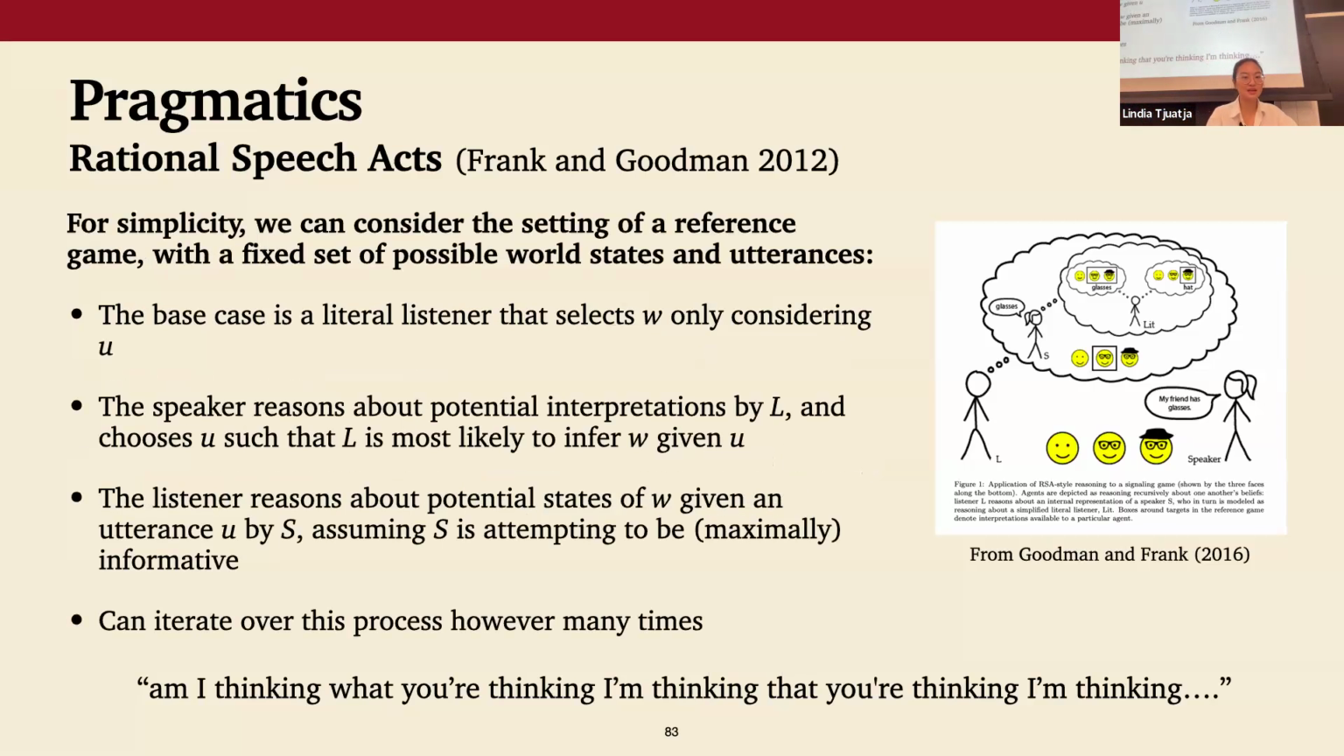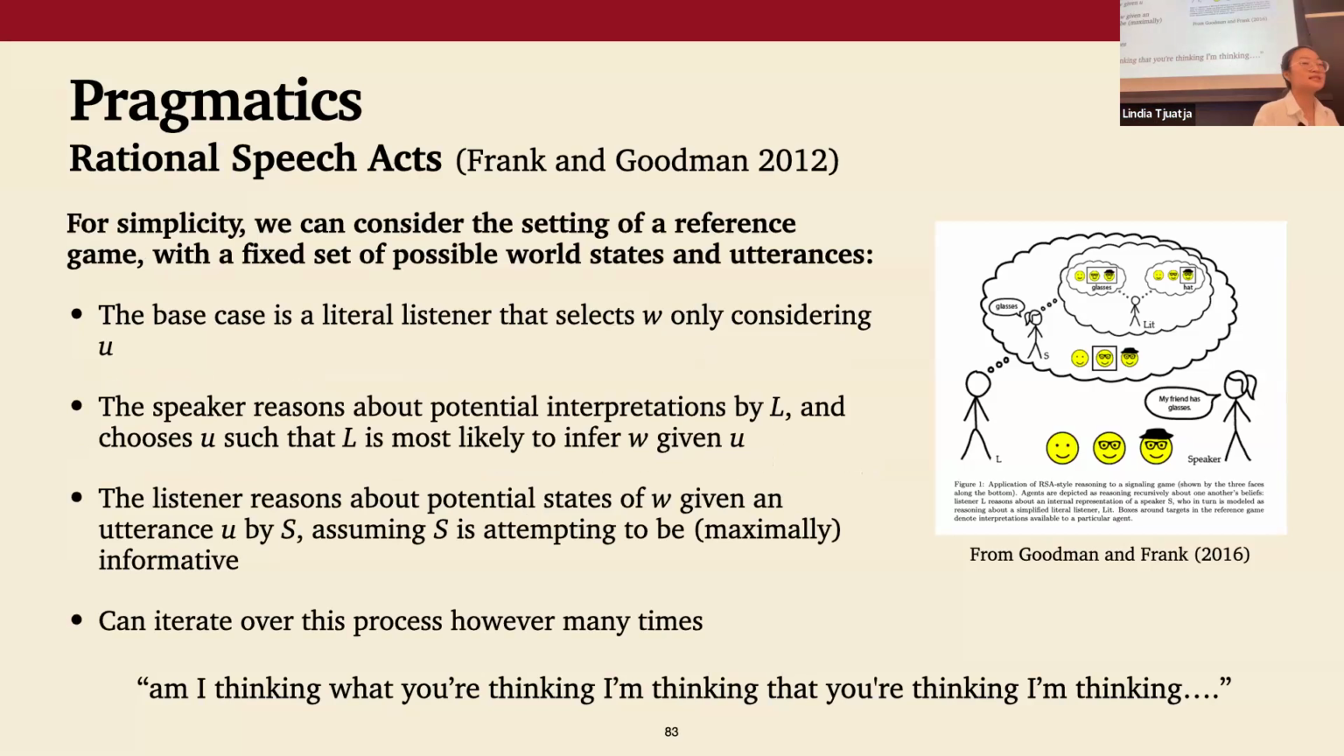So for simplicity, we can consider a setting of a reference game. Let's say me and some other person, we have a basket of colored balls with different properties. I'm thinking of a ball. I want to communicate that I'm thinking of a certain ball. What should I say so that the listener will pick the same ball? This is a reference game.